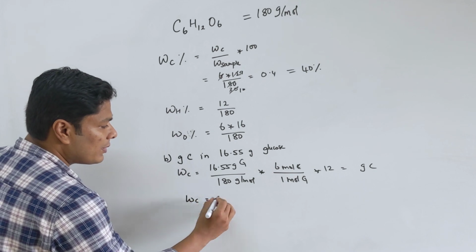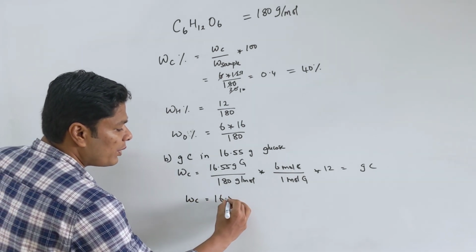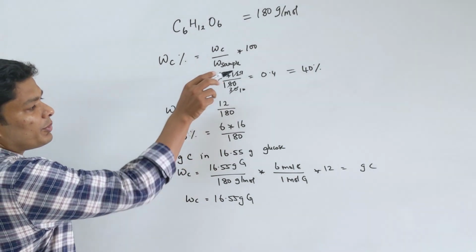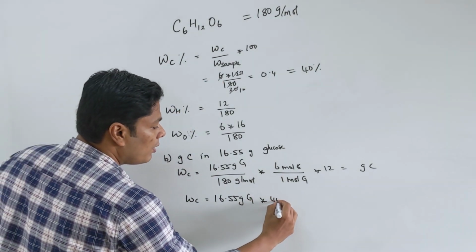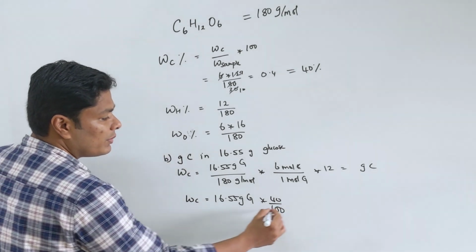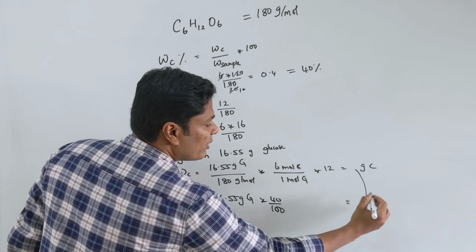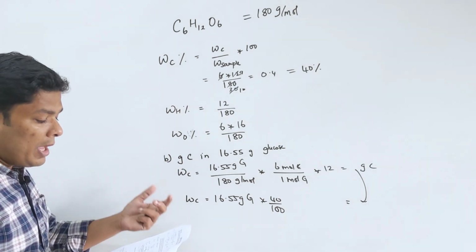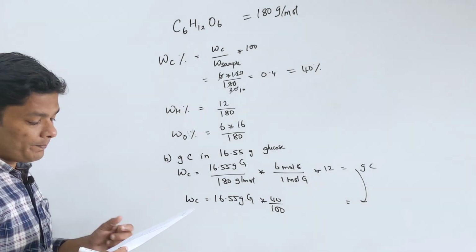If the problem gives you more, it is even simpler. Weight of carbon: the given glucose is 16.55 grams of glucose. Now what did we find? Glucose is 40% carbon. So all you have to do is 40 by 100. 40% of this number is the exact same number. That will be your option. Okay, I hope this is clear to you. Practice it yourself, you're going to be okay.